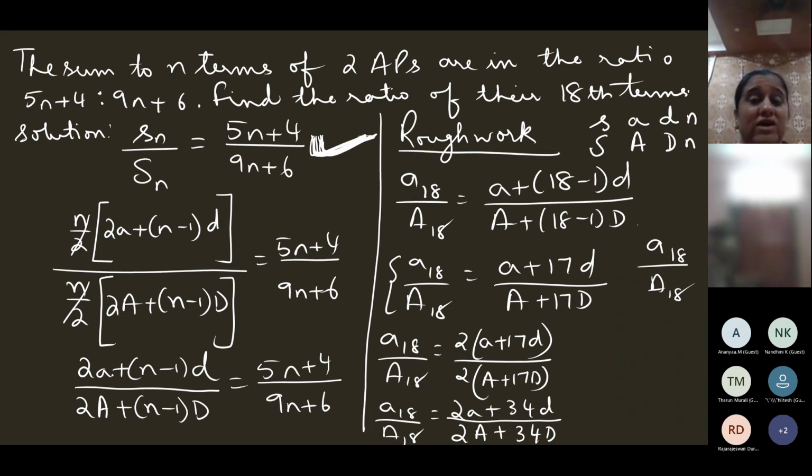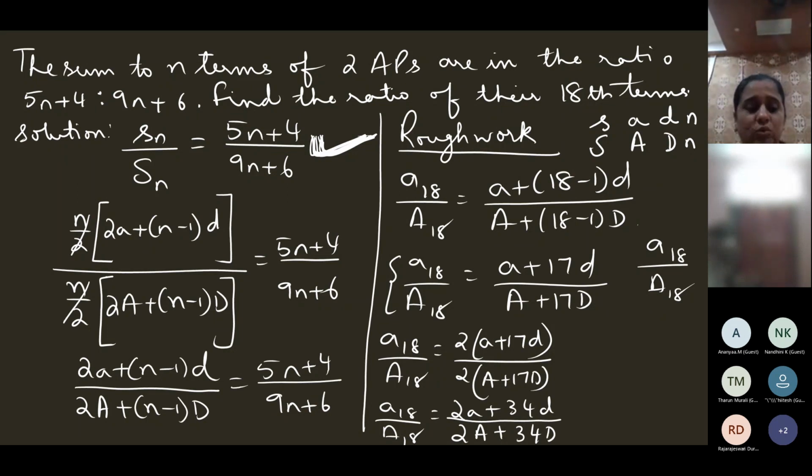But what do we have here? We have 2a, not a. So what we do here, we multiply the numerator and denominator by 2. You can cancel it, see, 2 and 2 get cancelled, so you're not making any change. You're multiplying both the numerator and denominator by 2, so the equation still remains the same. It's like you've done nothing, you're multiplying by 1. So now multiply inside, you get 2a plus 34d by 2a plus 34d.